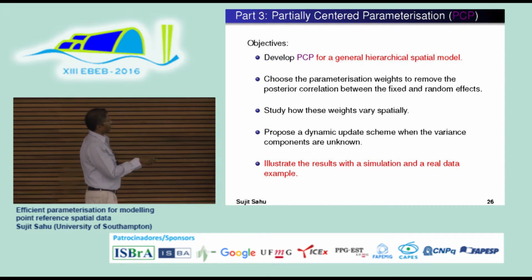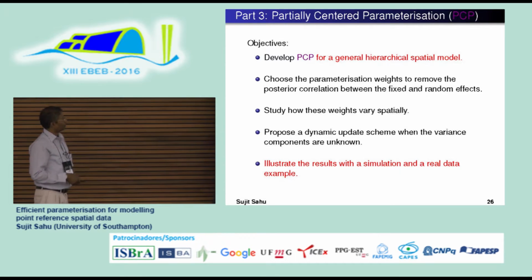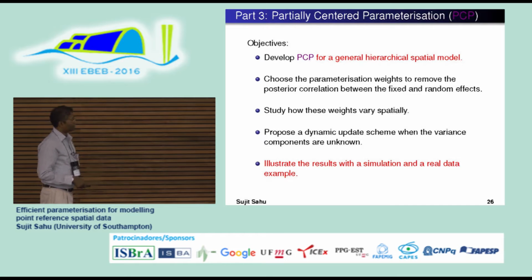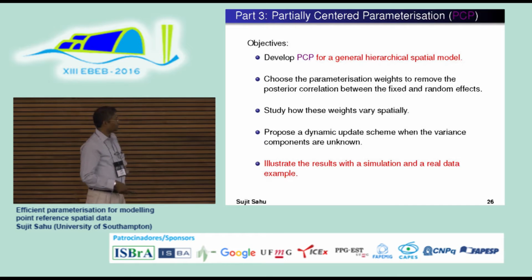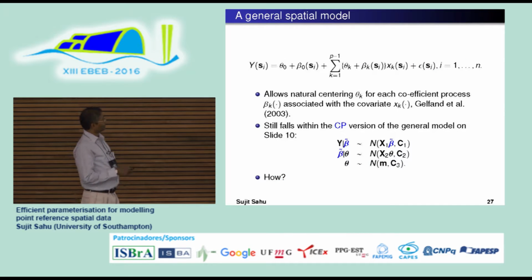So develop PCP for a general hierarchical spatial model. Choose the parameterization weights to remove the posterior correlation between the fixed and random effects. Study how these weights may vary spatially. Propose a dynamic update scheme when the variance components are unknown, and illustrate the results with a simulation and a real data example. That's quite a lot.